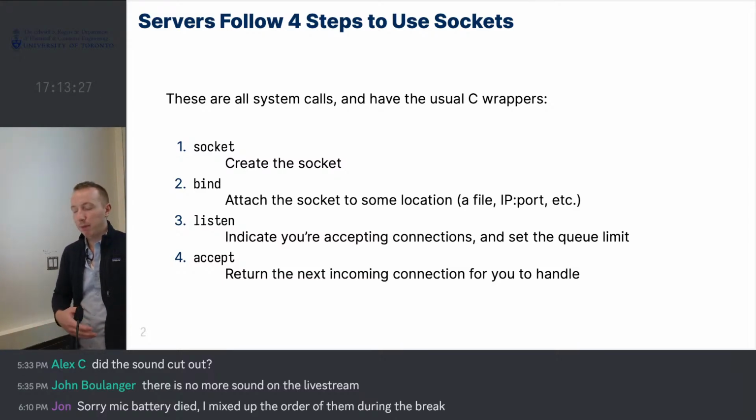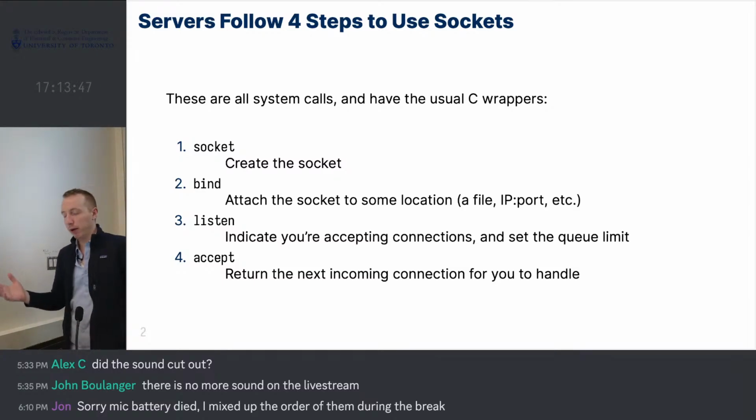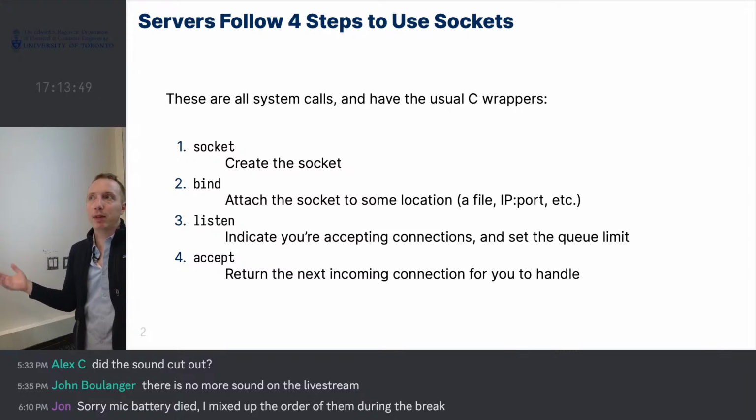Then the fourth step is to actually accept the connection. So this returns the next incoming connection for you to handle. Accept is a blocking system call, and whenever it's done, if it doesn't have an error, it will return you a file descriptor, and then you can read and write to it, and then magically that information will go across the network. But otherwise, it's the exact same thing as we've been doing.